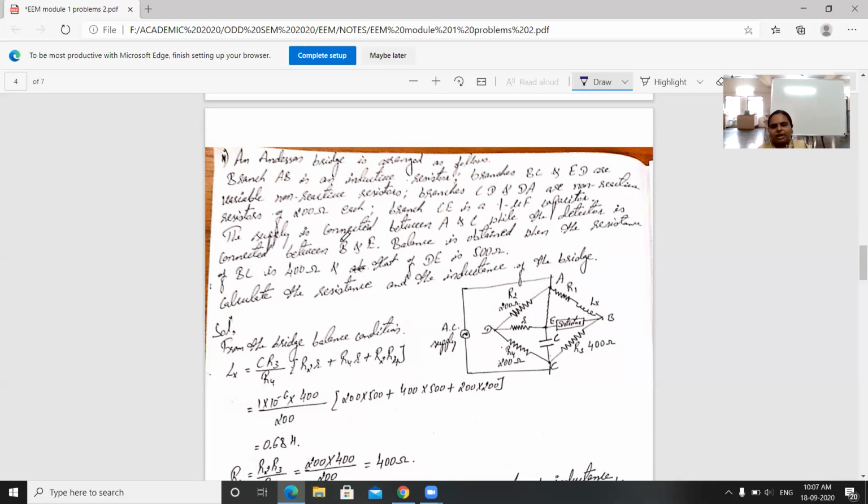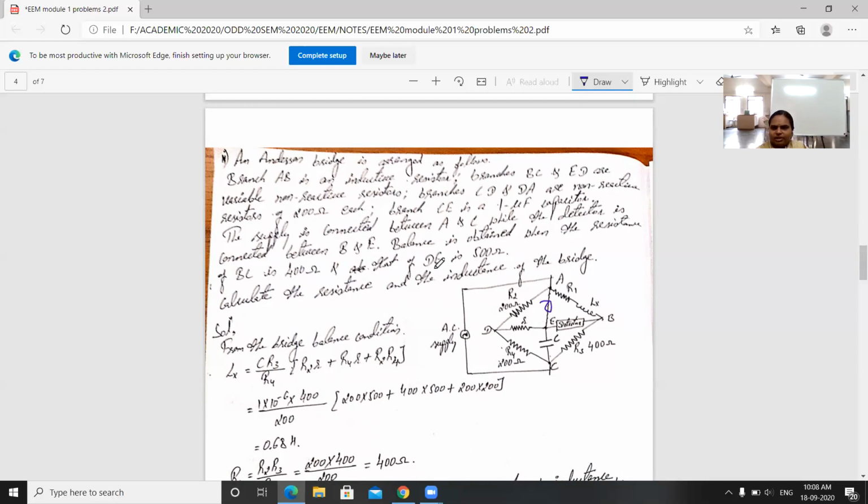This is the given parameters, and we have to calculate the resistance and the inductance of the bridge. First you come across here, this connection is not there. Okay, here across AB an unknown parameter R1 and Lx is connected. Across BC R3, that is 400 ohms, is connected. Across DC R4 is connected with 200 ohm. Across AD again R2 is connected with 200 ohm. Here a small resistance r is connected. This small r is 500 ohm.